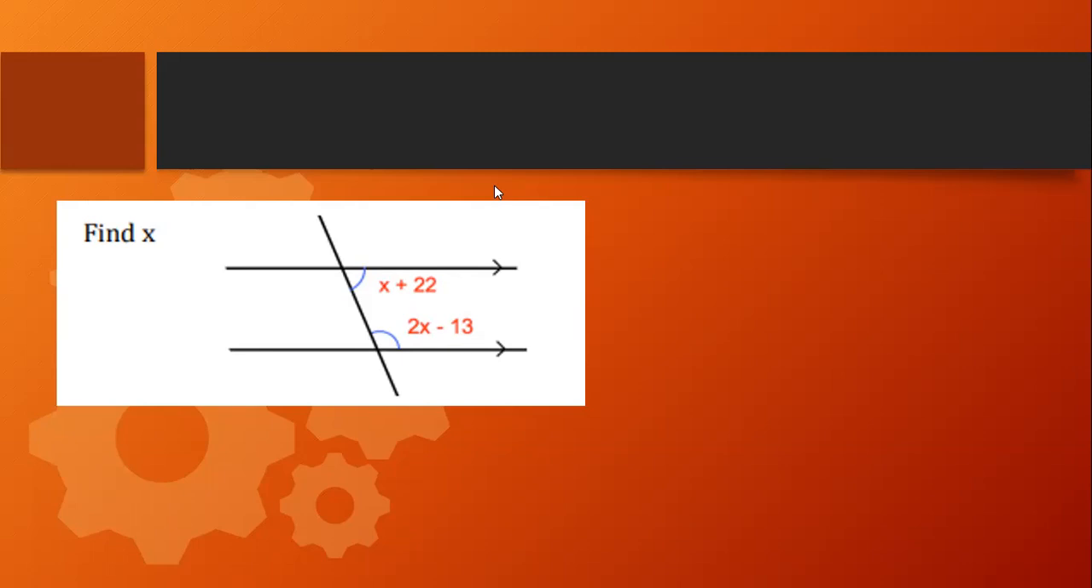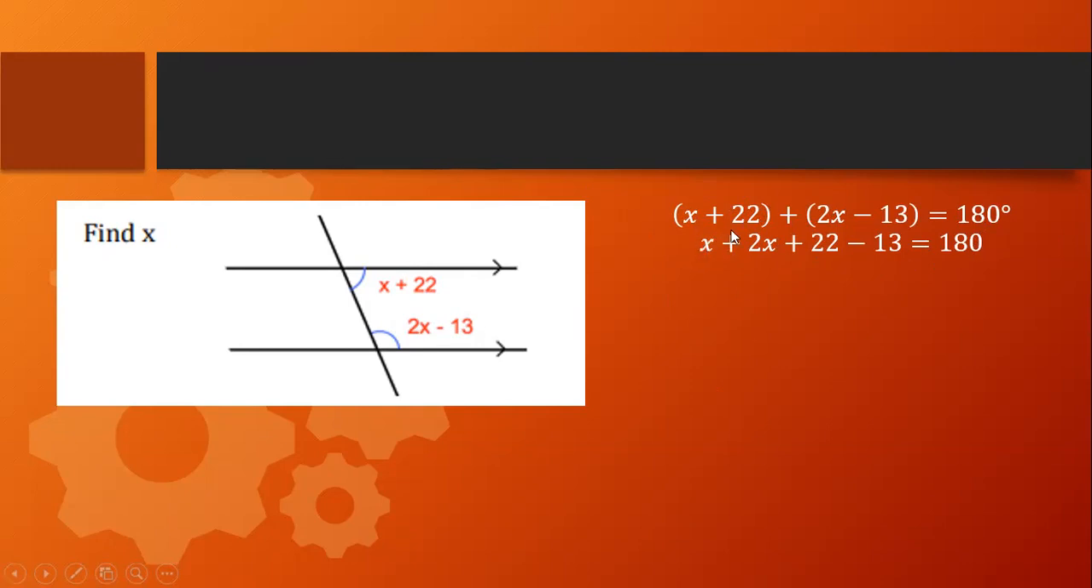All right, so we're back. Let's check it out. It's going to be this angle plus this angle, x plus 22 plus 2x minus 13, will give me 180. That's this angle here plus this angle here, which are interior angles, will give me 180 degrees. Then I'm going to add up all the x's together and the numbers together. This x plus 2x plus 22 minus 13 will give me 180 degrees.